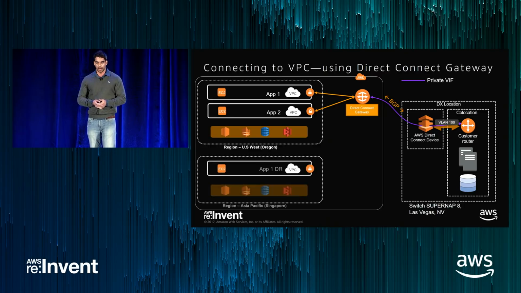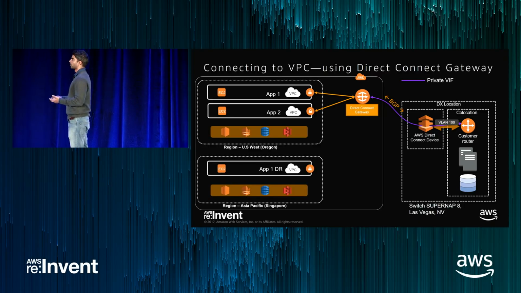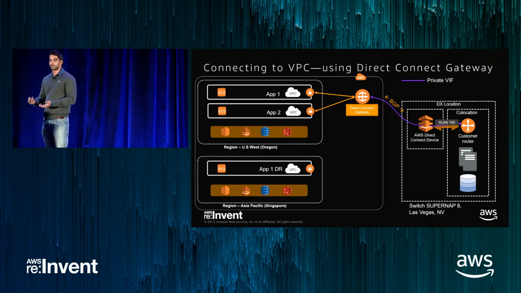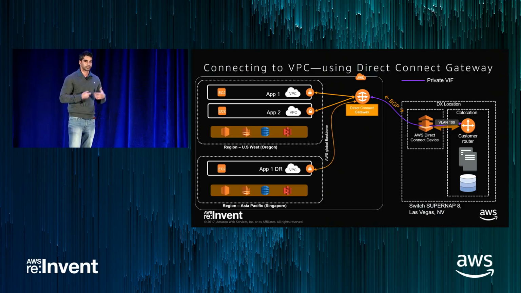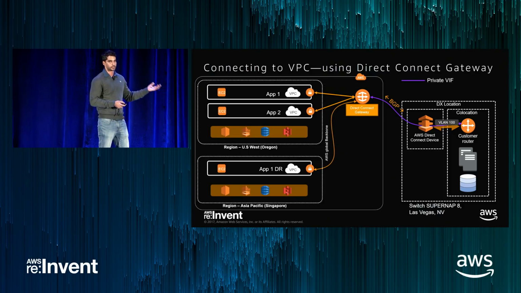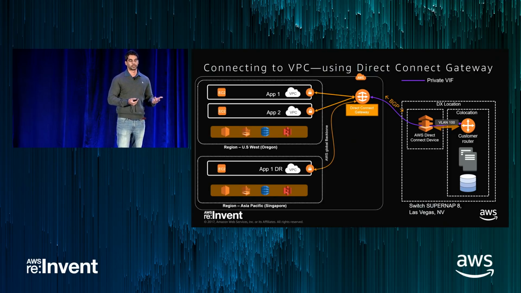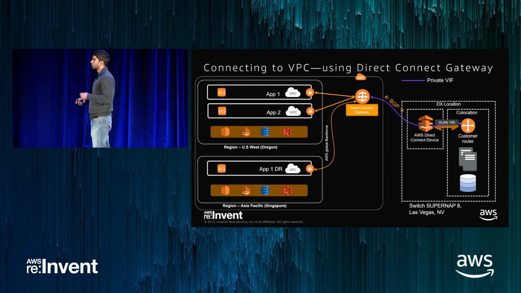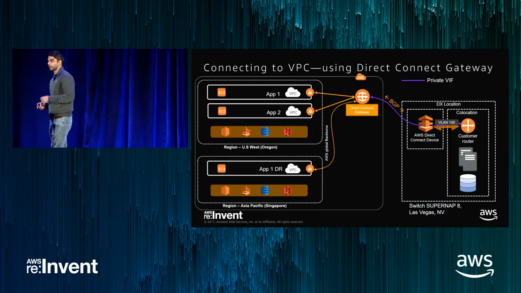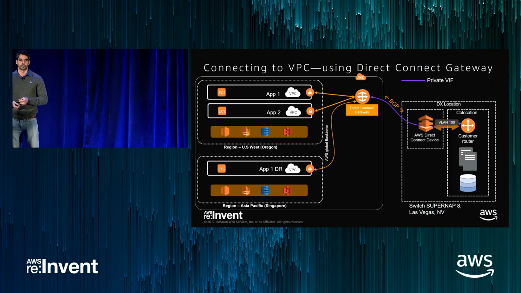Now, let's say you had a DR VPC for your app1 in the Singapore region, and you wanted connectivity into that. Simply associate the virtual private gateway of this new VPC in Singapore back to the same Direct Connect Gateway. You can already see a difference. Through one private virtual interface, one VLAN, and one BGP session, you are able to access VPCs globally.